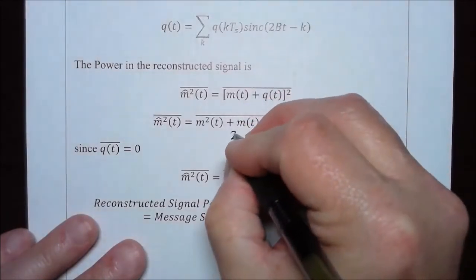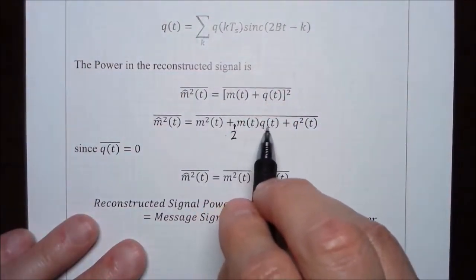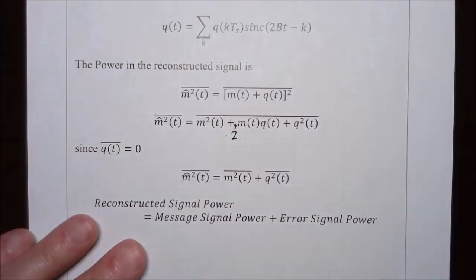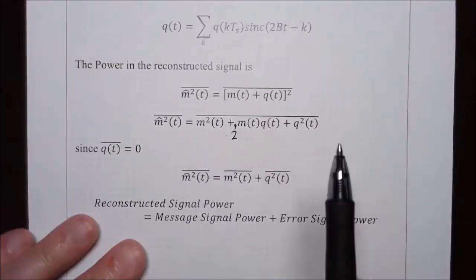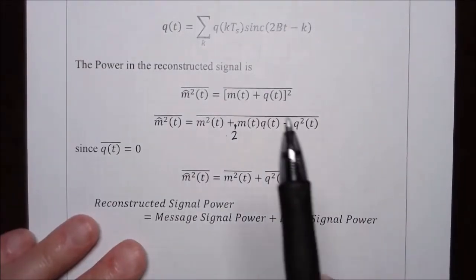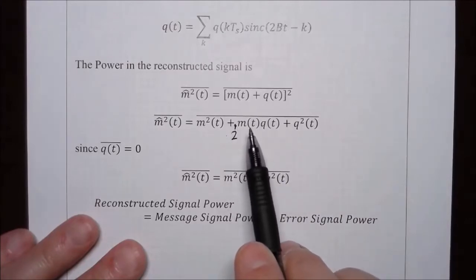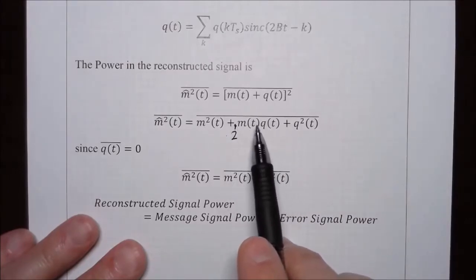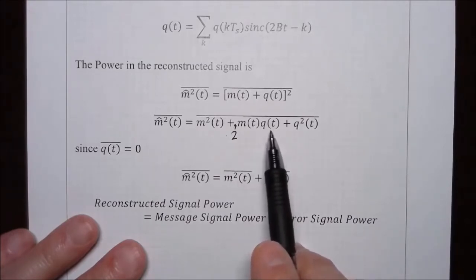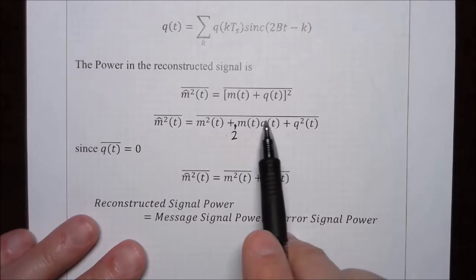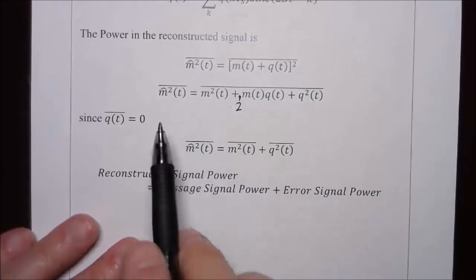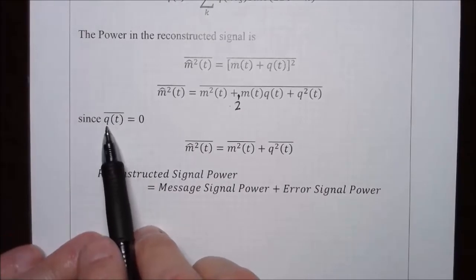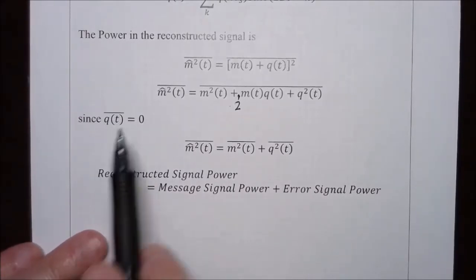This should be 2 times m sub t times q of t plus a q squared of t. And then we're going to take the time average, and we can then time average each term individually. Now, when you multiply the message signal by the error signal, it has an average value of 0. So multiplying this signal, which has an average value of 0, times the message signal and taking the time average makes that term go to 0, because the time average of the error signal is 0.